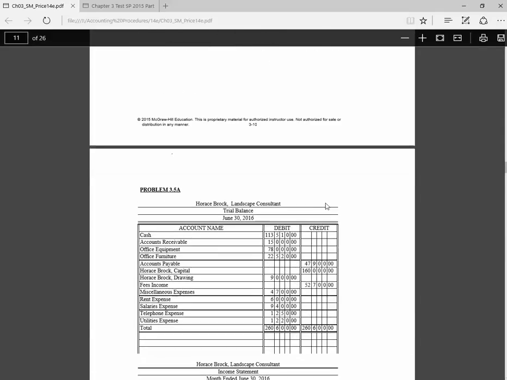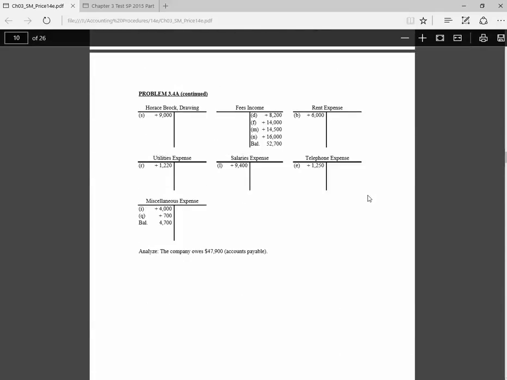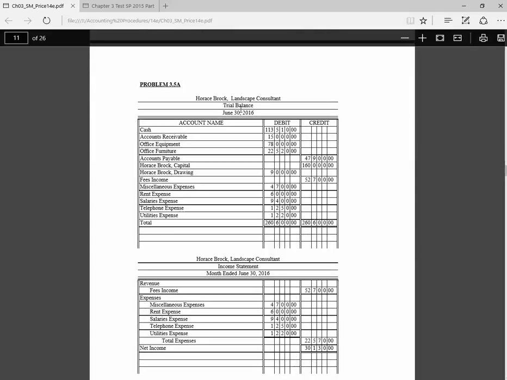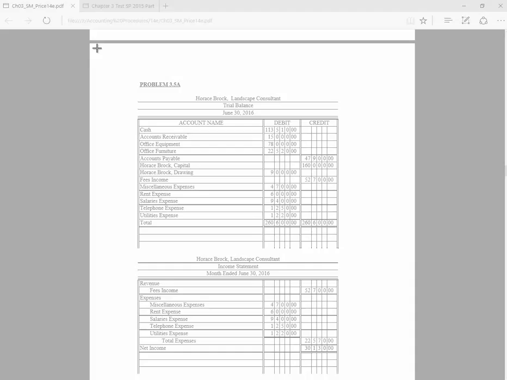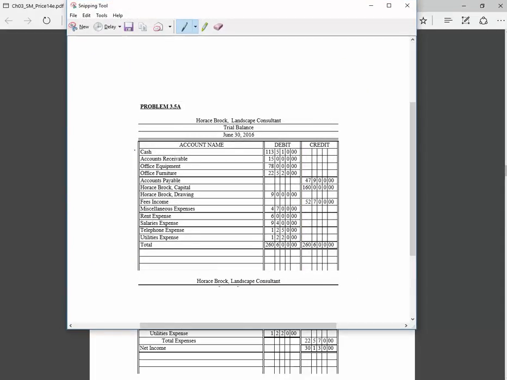Okay, moving on with the problem. So now we take all those balances from above in our T accounts and we drop them into the trial balance, and again we do this in the order of assets, liabilities, owner's equity, revenue, and expenses. Okay?